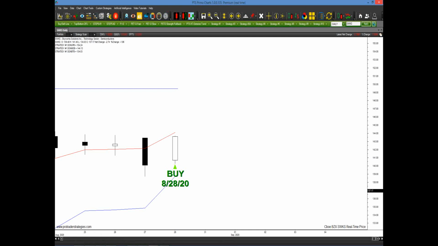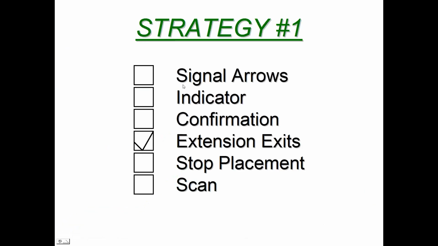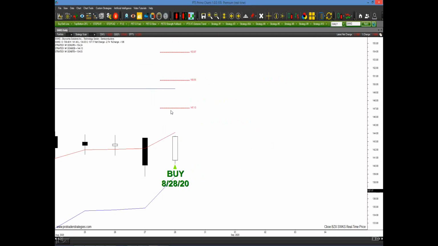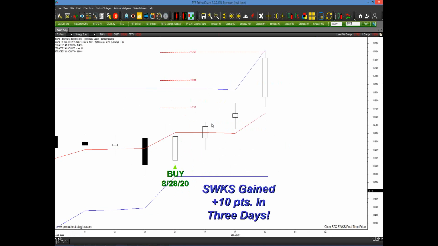Now, using our other feature, all you'd have to do is click on strategy number 1 right up here in the green strategy tab on our platform. And you see we have all these different signal arrows, the indicator, that's the pre-formatted Donchian channels. But I want you to click on extension exits. And right off the bat, these would appear on the platform, giving you different places in which to exit. Once the trade unfolded in 3 days, if you decided to get out at the third one, well, you would have gained nearly 10 points in just 3 days.